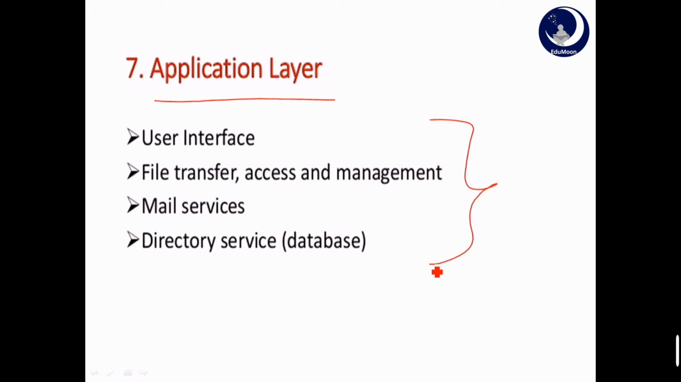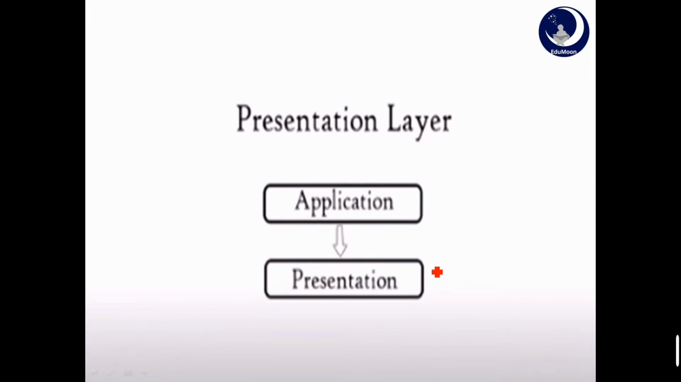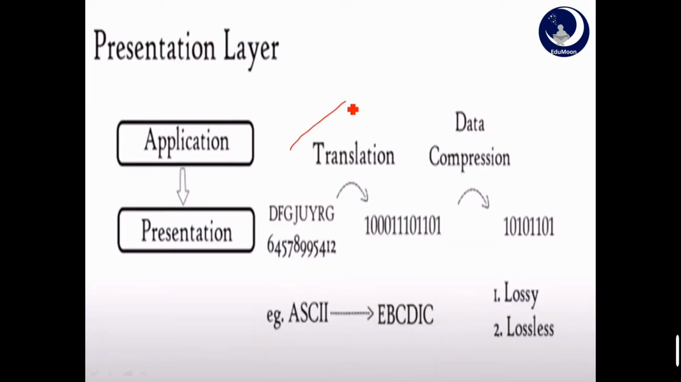Now, next is the presentation layer. The presentation layer receives the data from the application layer. This data is in the form of characters and numbers. It performs 3 different functions. The first one is translation. That is, it converts the characters into binary form.